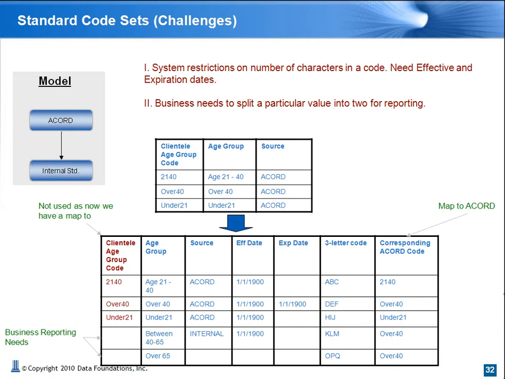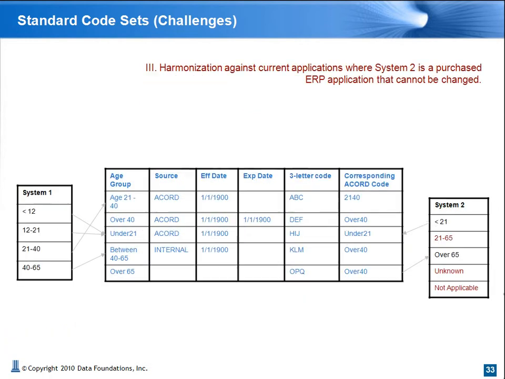We go further to now harmonize across 2 other systems. System 1 has no issues, and the mapping, as you can see, is complete. System 2, however, cannot be accommodated unless the reporting requirements are compromised. Now we have 2 options again.